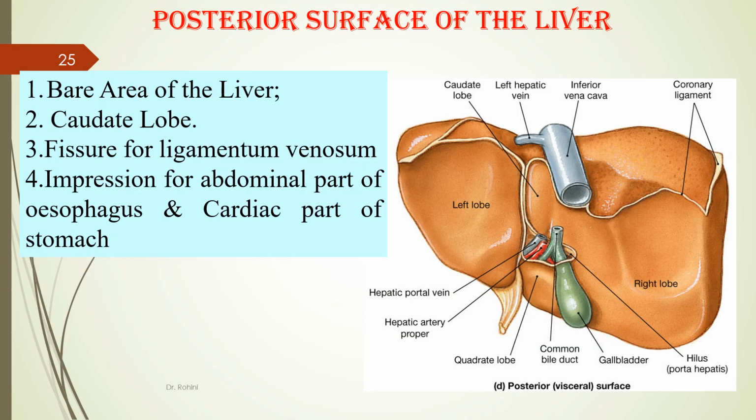Fine. Now coming to the posterior surface, this is a bit complicated. Suppose we go from right towards left. So we have this area, the bare area of liver. Then we have the caudate lobe of liver. Then we have the fissure for ligamentum venosum, and here we'll have the impression of the abdominal part of esophagus, and then the cardiac part of the stomach. This is your posterior surface, but there is no well-defined demarcation between the posterior and superior surface, and posterior and visceral surface. Usually we say postero-superior border, postero-inferior border, but they are ill-defined. We cannot make out exactly.